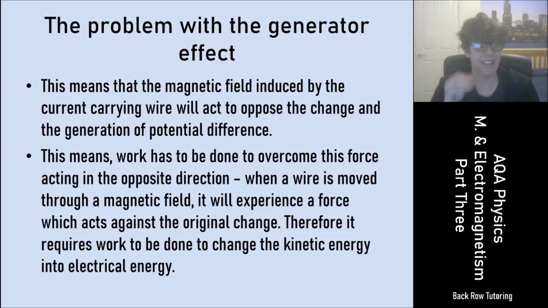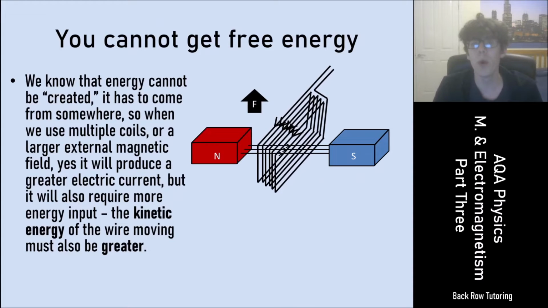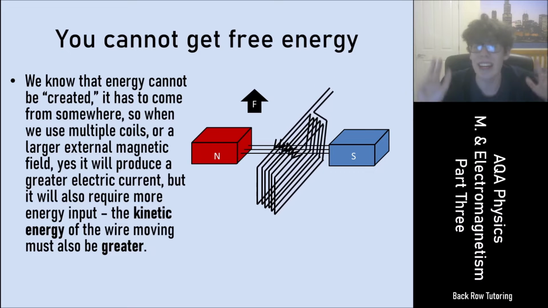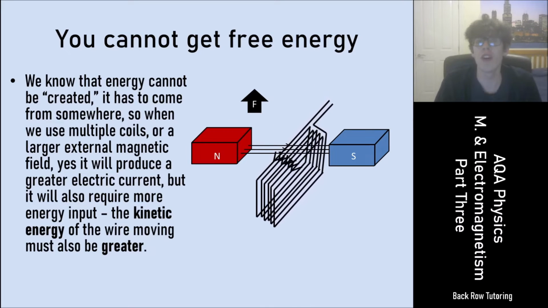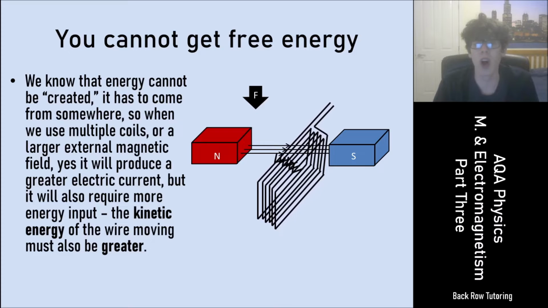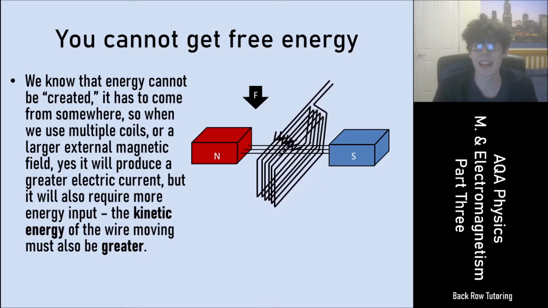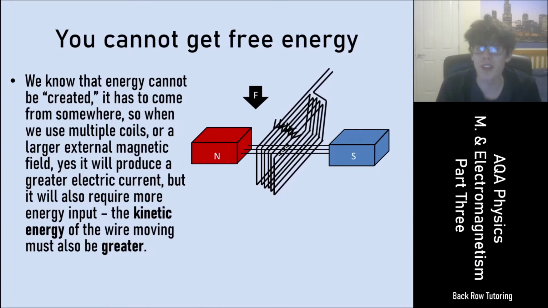In order to get electrical energy induced in a wire, you have to actually put force in to move the wire. You can't just get it for free. We know that energy can't be created, it has to come from somewhere. So when we use multiple coils or a larger external magnetic field, yes, it will produce a greater electric current, but it will also require more energy input. The kinetic energy of the wire moving must also be greater.